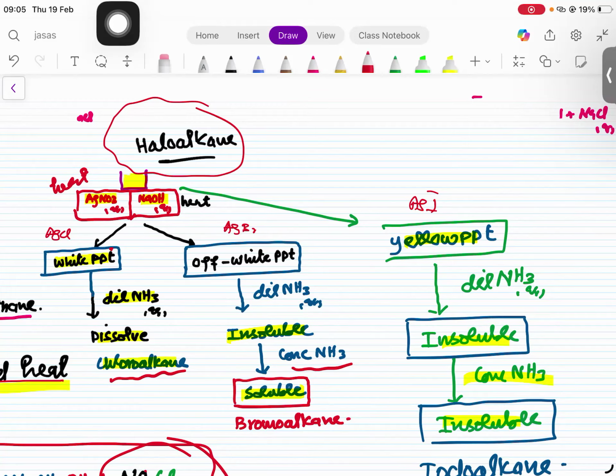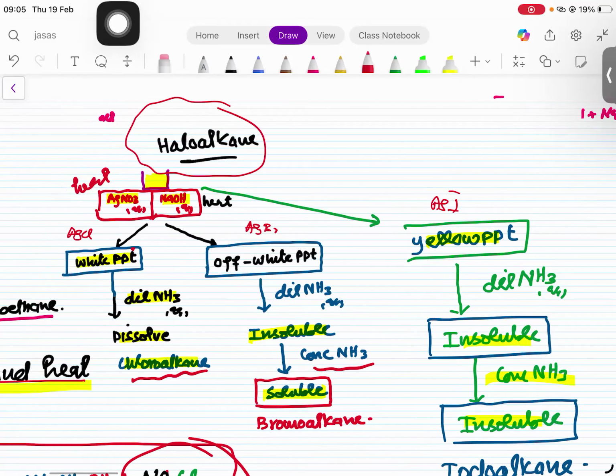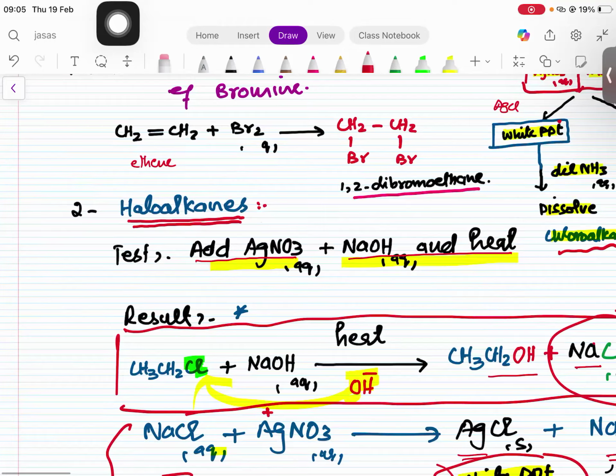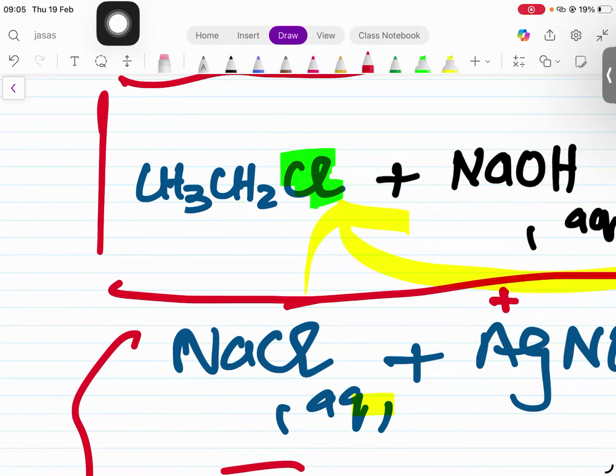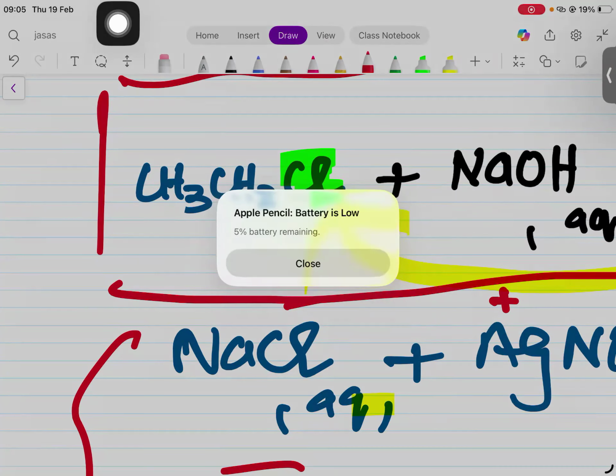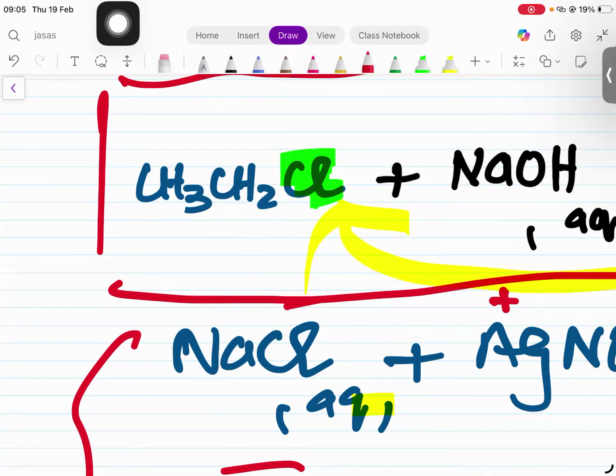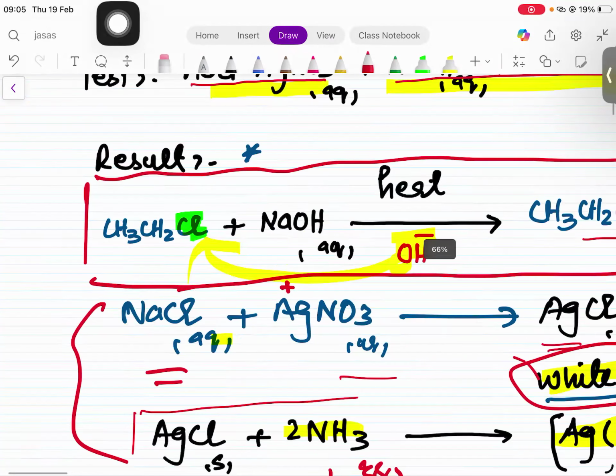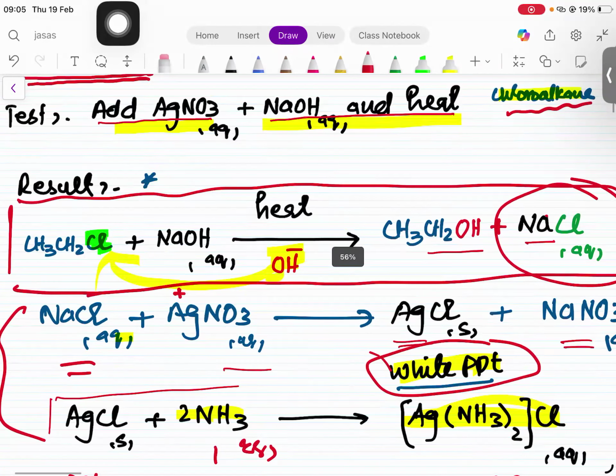These are the tests, but before I let you write this, just look at the chemistry behind it. I'm going to show you with one reaction. For example, the haloalkane inside the container was CH3CH2Cl. What you added was sodium hydroxide and silver nitrate. By adding sodium hydroxide first, aqueous, a nucleophilic substitution reaction takes place, where the OH of NaOH comes and takes the place of Cl. And what will be formed? CH3CH2OH plus NaCl. So one product is alcohol.